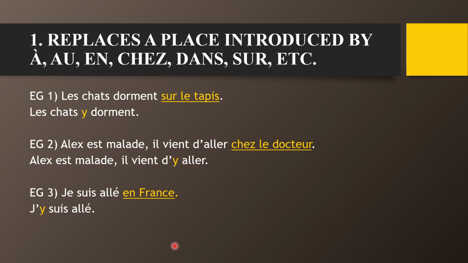Now, the first use of this pronoun Y is when you're replacing a place that is introduced by a place preposition. You know your place prepositions now. It can be à or any of its contracted forms, for example au, à la, aux, and so on. Any of the other place prepositions, en, chez, dans, sur, except the place preposition de. You do not replace the place preposition de with Y. You will see that in the next video when we discuss en. So all the place prepositions, when they are followed by a place, are replaced using Y, except the place preposition de, which means from.